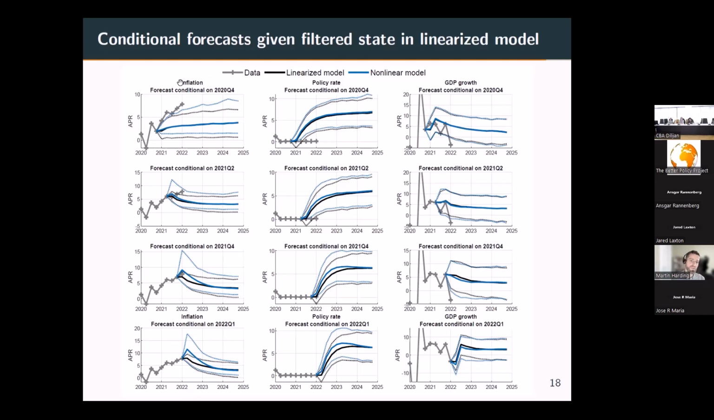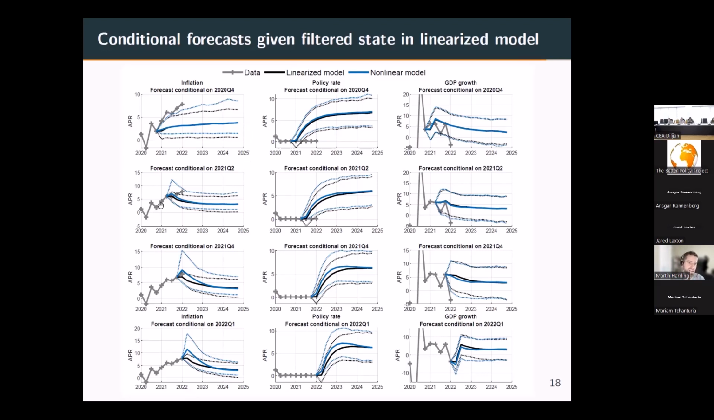If we start with 2020 Q4, where inflation was still relatively low, close to target, and in fact receding, we see that the median forecast in the solid lines is almost the same between the linearized and nonlinear model. However, if you look at the confidence bands, you see that the linearized model actually has much more downside risk, and the nonlinear model has somewhat more upside risk. So here you can see already the very asymmetric properties of the inflation distribution in the nonlinear model.